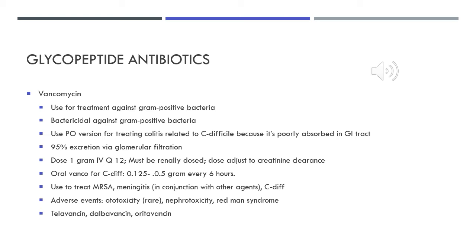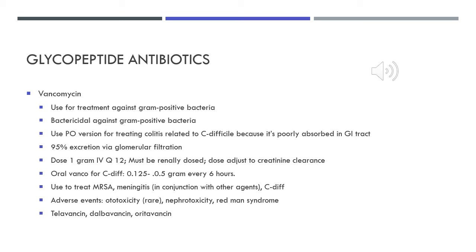Used to treat MRSA, meningitis. Now, if you're treating meningitis, this is one of the agents that you use in combination with other antibiotics. So it's one of the agents we use as a combination of therapy. Obviously, C. diff, as mentioned. Adverse events, ototoxicity is rare, but we have to talk about it. We have to mention it. Nephrotoxicity, of course, is the thing we do get concerned about.